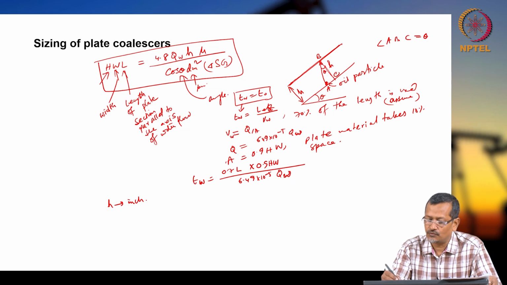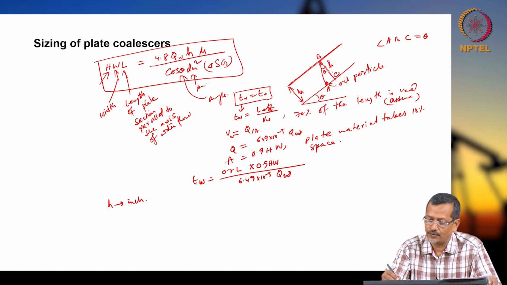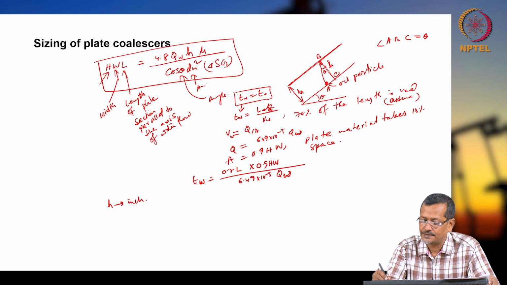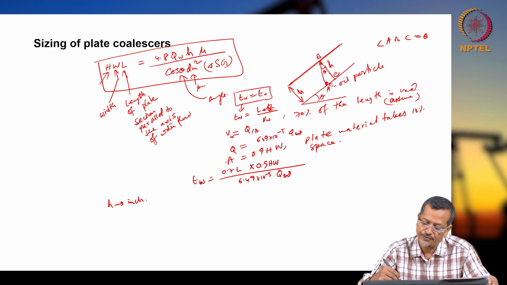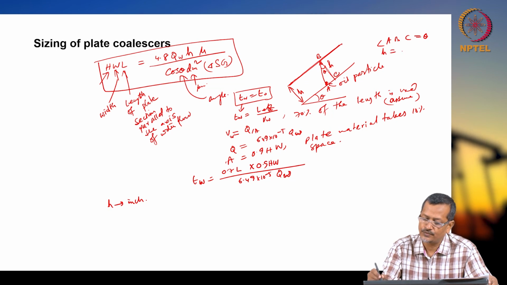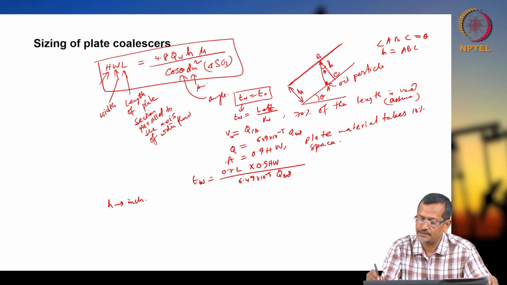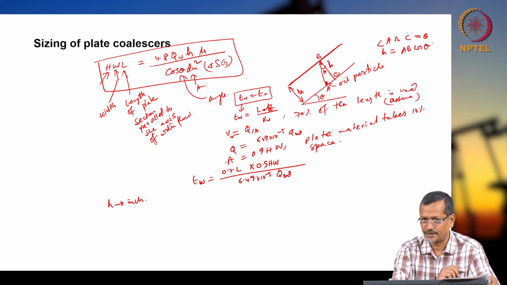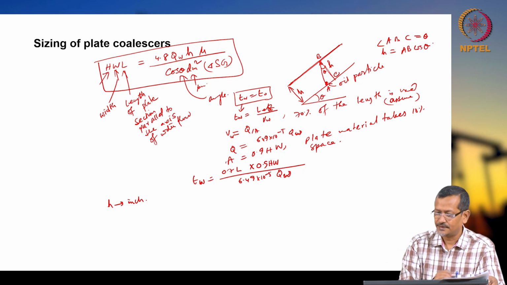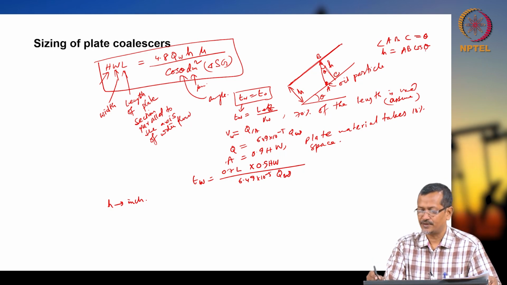So how to calculate H? AB sin theta, right? This is base, this is hypotenuse. So H equals AB. Okay, correct. AB cos theta. So H equals AB cos theta.